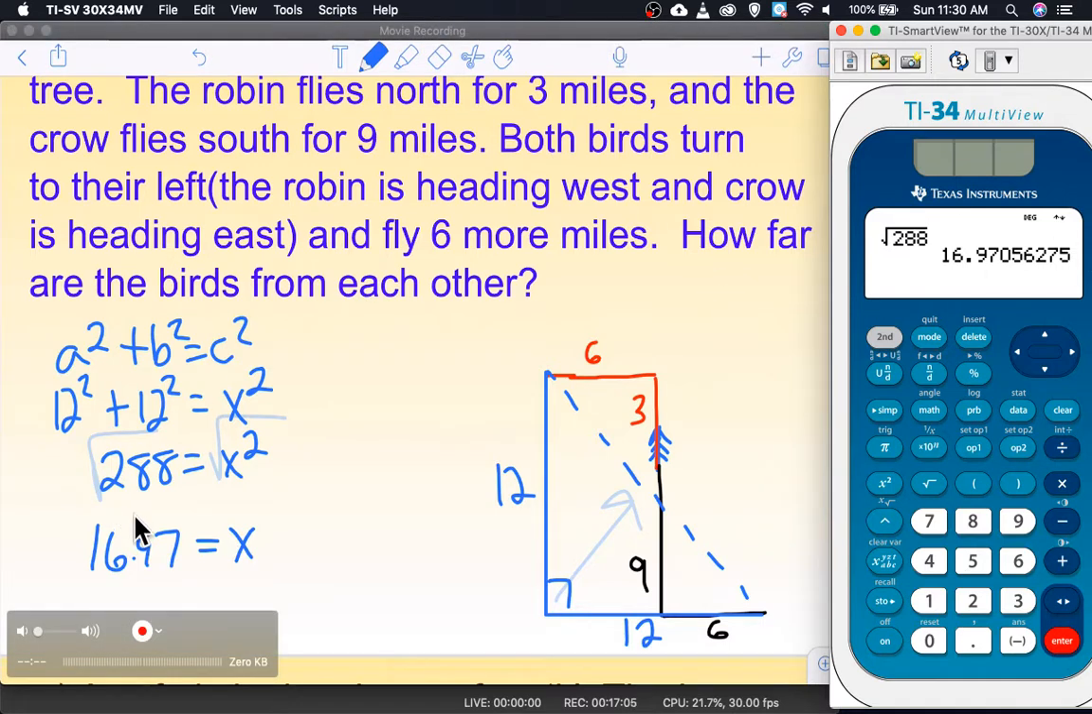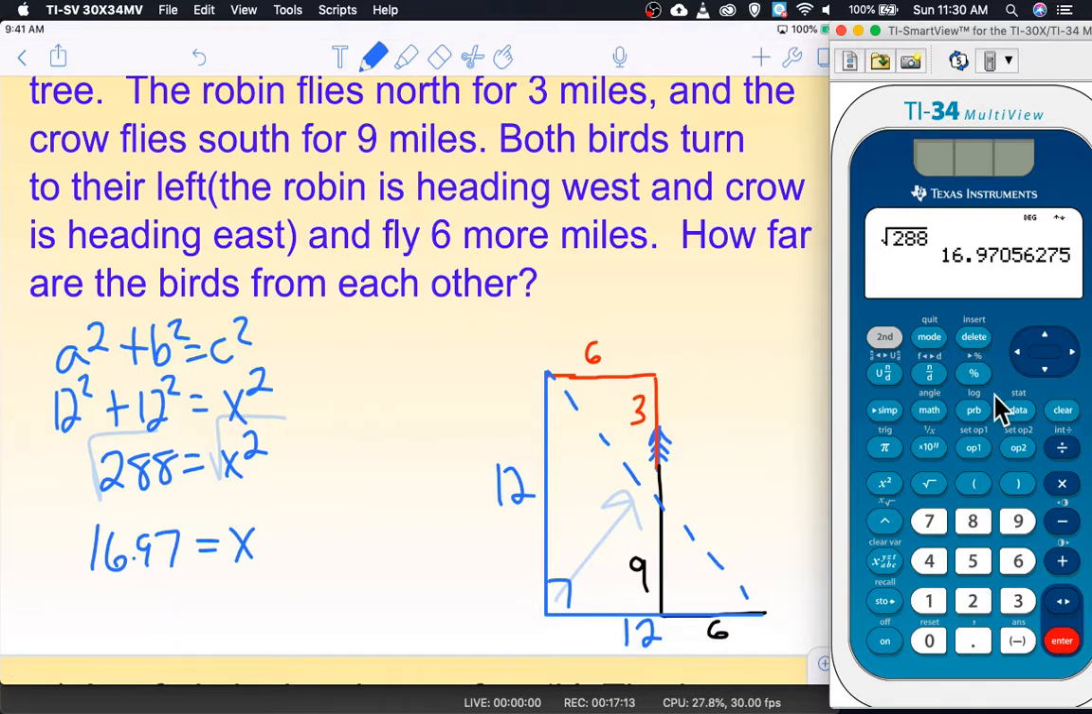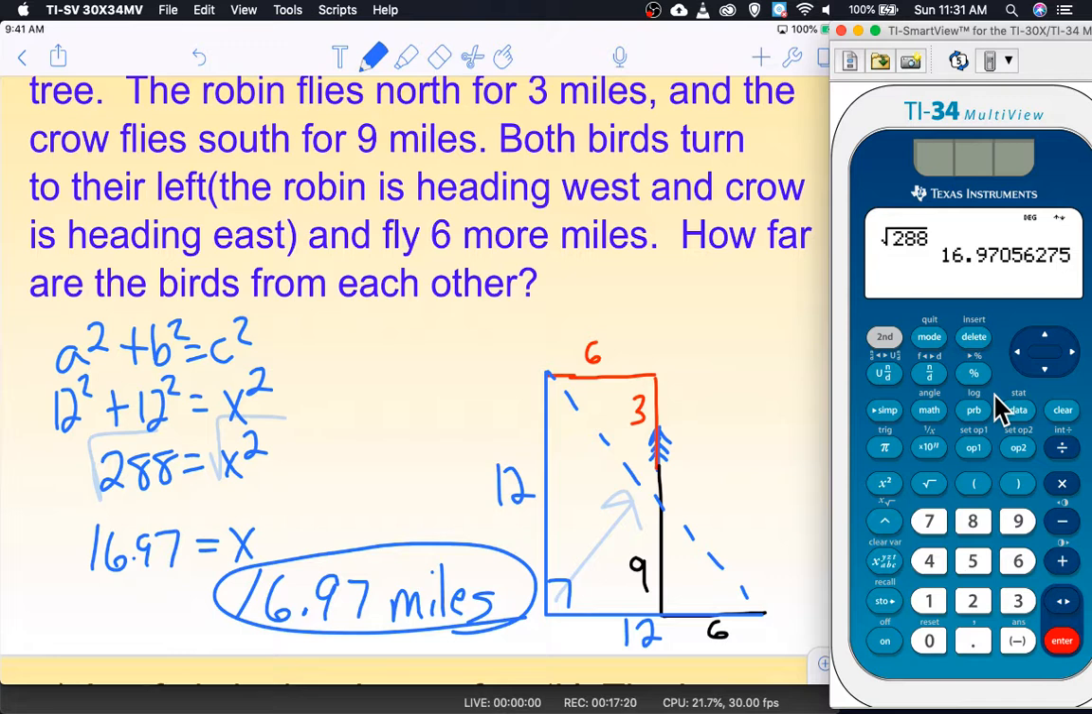And I took a second, I looked at my picture. Okay, 12, 12. This side should be bigger than both of those other two. It is. So that looks good. So I'm going to say my final answer is 16.97 miles. That's how far apart they are. The birds are 16.97 miles apart.